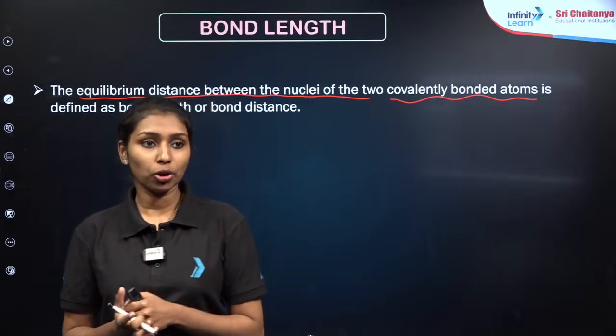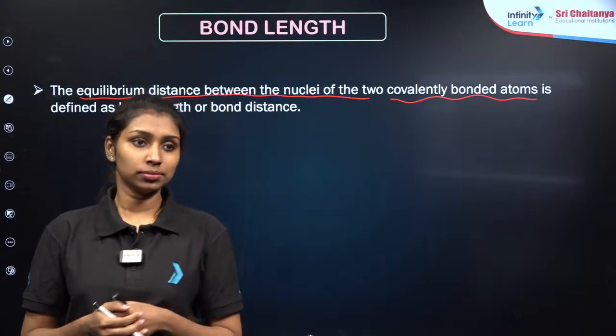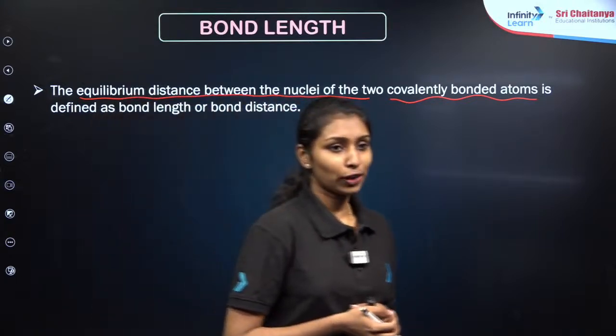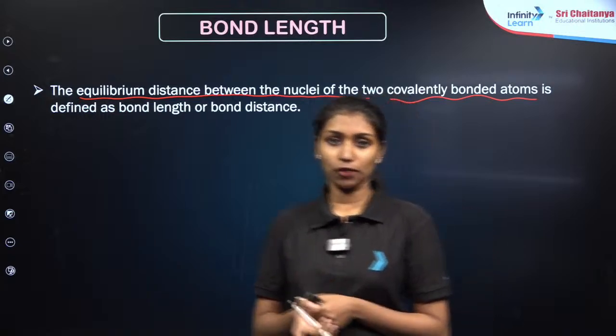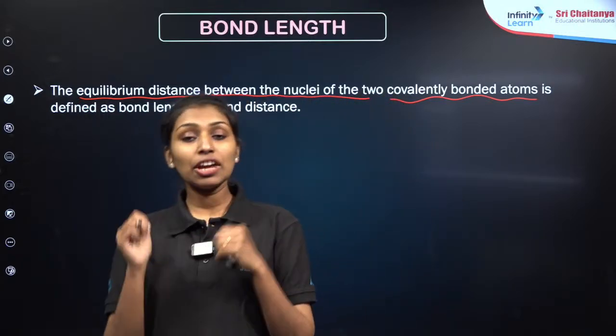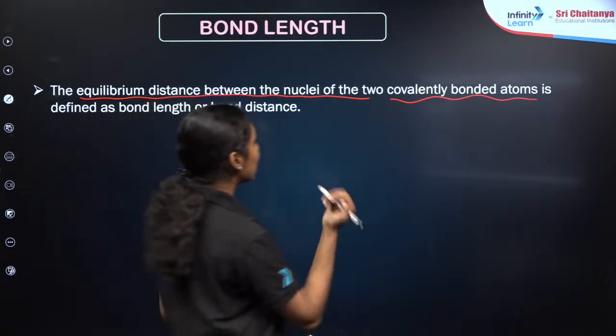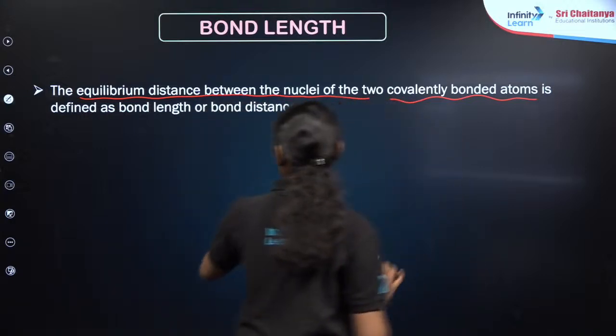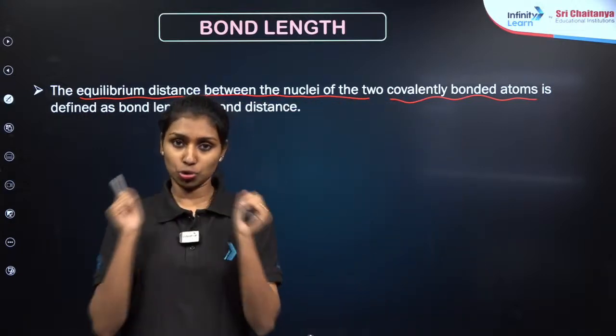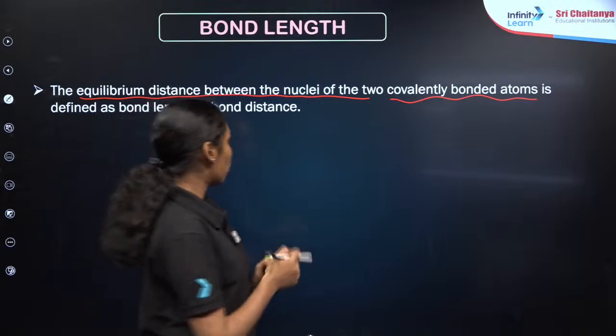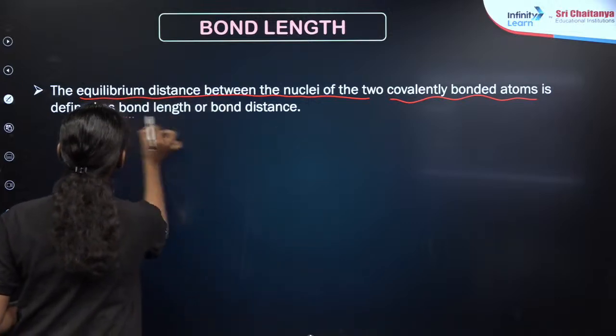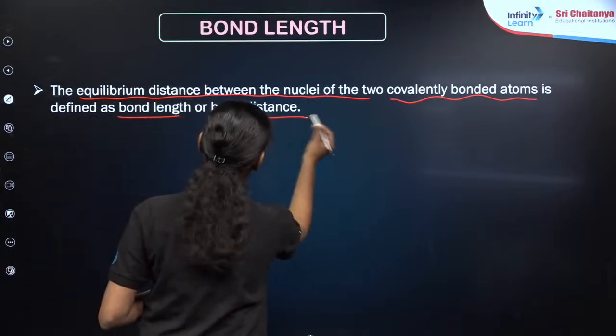What do you mean by a covalent bond? By sharing of electrons, right? Yes, by sharing of electrons, we can form a covalent bond. If you are considering covalently bonded atoms or a compound, we can say that the equilibrium distance between the two atoms in a covalent bond is known as the bond length or bond distance. Clear?